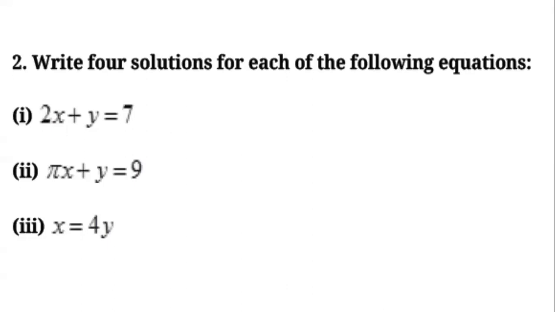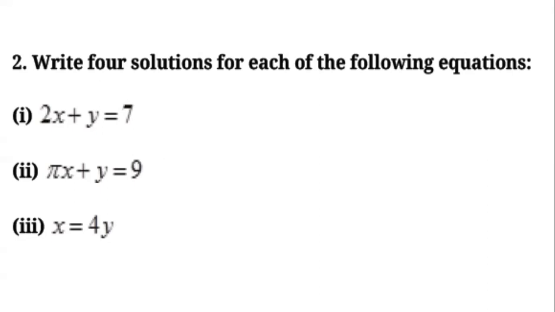Now, if you have understood what solutions actually refer to, then let us try to find the solution to question number 2, which says write 4 solutions for each of the following equations. You have been given 3 equations and you are supposed to find 4 solutions for each of them. Let us get to the first equation, which is 2x plus y is equal to 7.